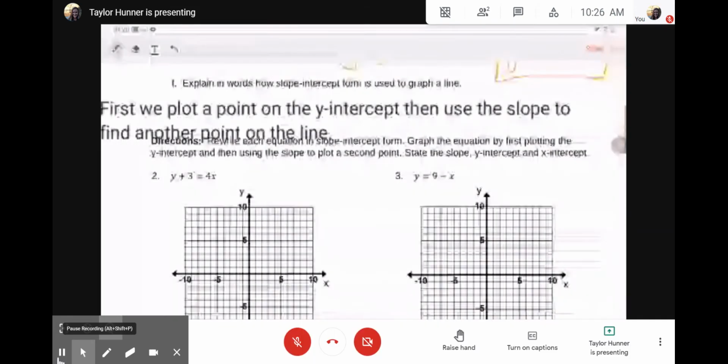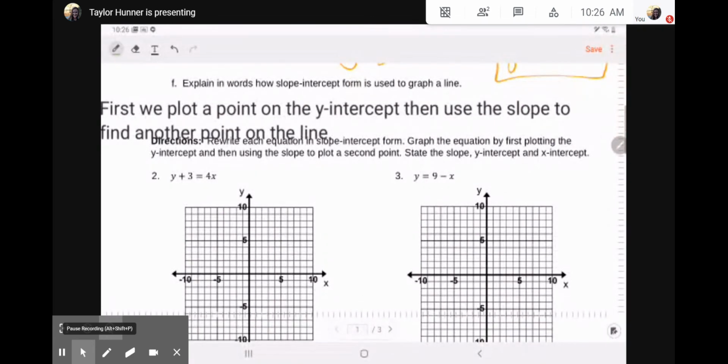Okay, this next part says rewrite each equation in slope-intercept form. Graph the equation by first plotting the y-intercept and then using the slope to plot the second point. State the slope, y-intercept, and x-intercept. So when it's asking me to get something into slope-intercept form, that means that I have to get the y alone. Okay, slope-intercept form is getting the y alone.